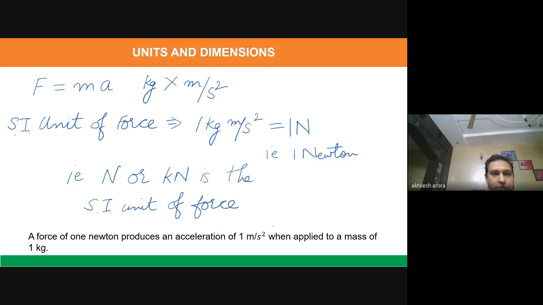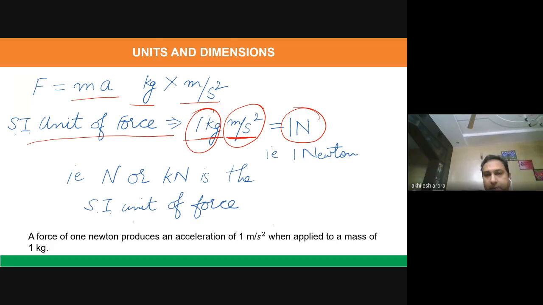So once force is equal to mass into acceleration, I know that the unit of mass is kgs, for acceleration it is meter per second square, and I know the SI unit of force also, it is Newtons. So what is this Newton actually? This is equal to 1 kg into 1 meter per second square. This is the unit of acceleration, this is the unit of mass. Multiplying both, I get 1 kg meter per second square is equal to 1 Newton. This you should always remember.